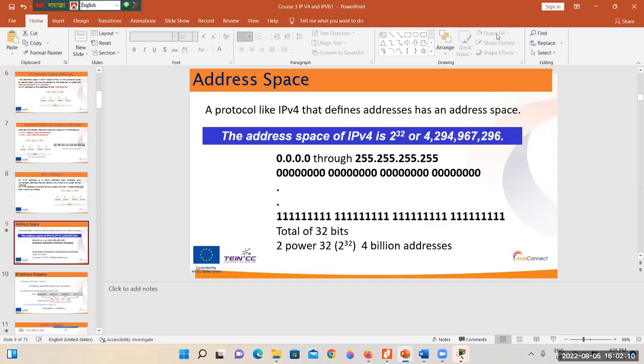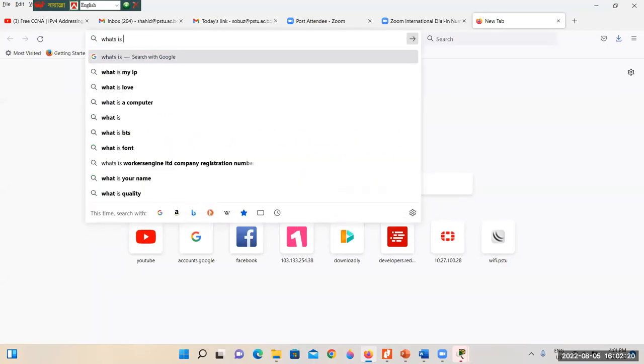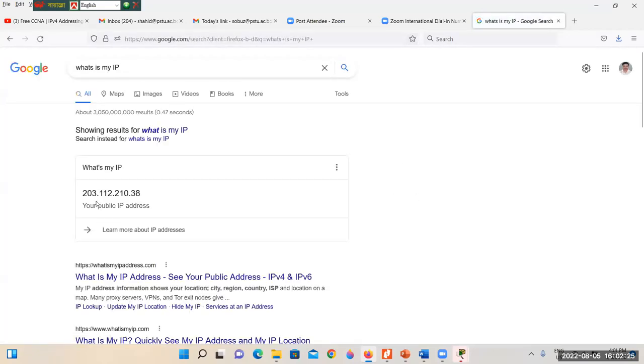So let's go to my home internet. If I check what my IP is, you can see this is 203.112.210.32. This is basically my internet IP. When I am accessing the internet from my laptop, my IP is basically 203.112.210.38.